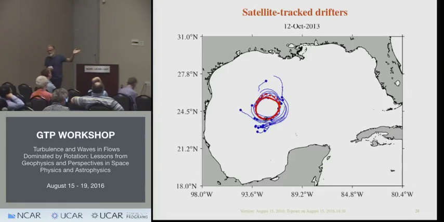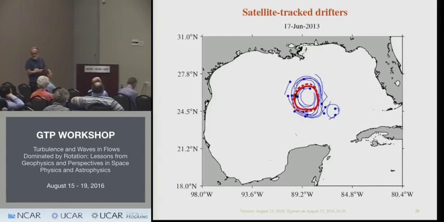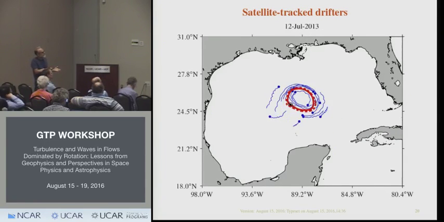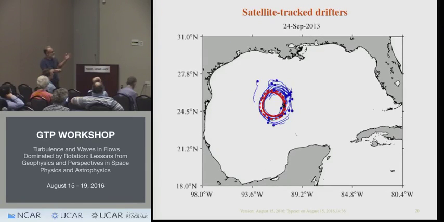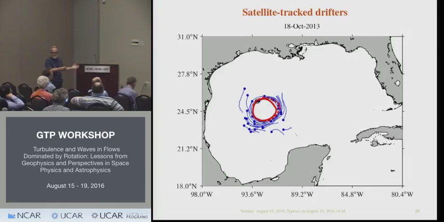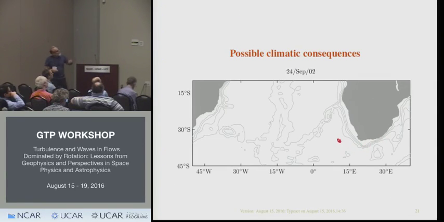Why do we care about these things? We care because they can carry stuff around. In the event of an oil spill, they can affect this area, or they can bring species and larvae from different regions, connecting regions. But they also can have some climatic effects. So we've been focusing for some time on this region of South Africa, the formation of Agulhas rings.